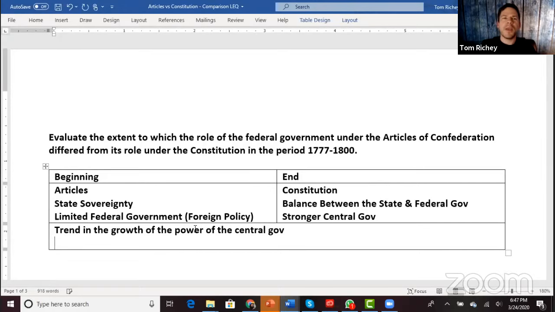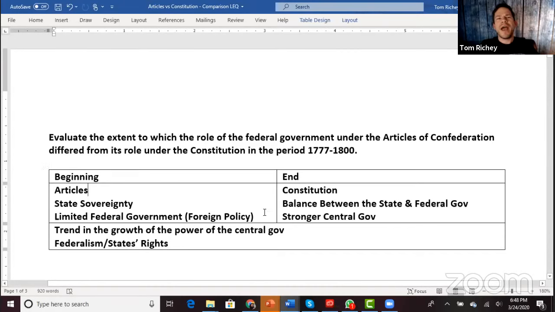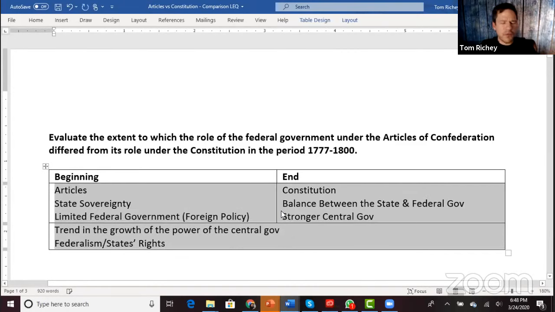Okay, now we can also note, if we're thinking about continuity, that there's still federalism, states' rights. This was something of a constant, so you can go into that. Now, that is one way that we could start framing this, that we have this kind of story from the beginning to the end.